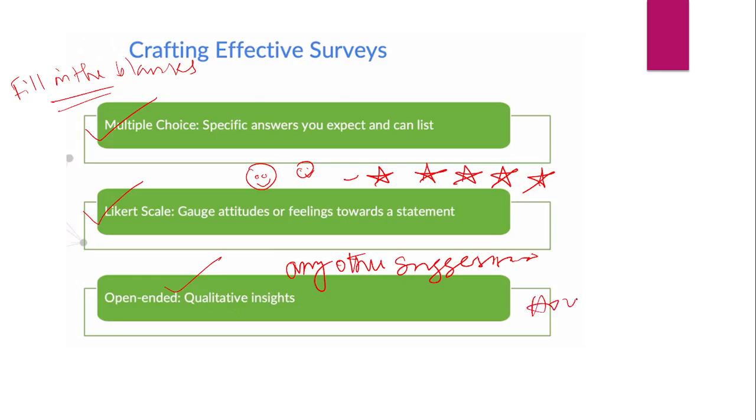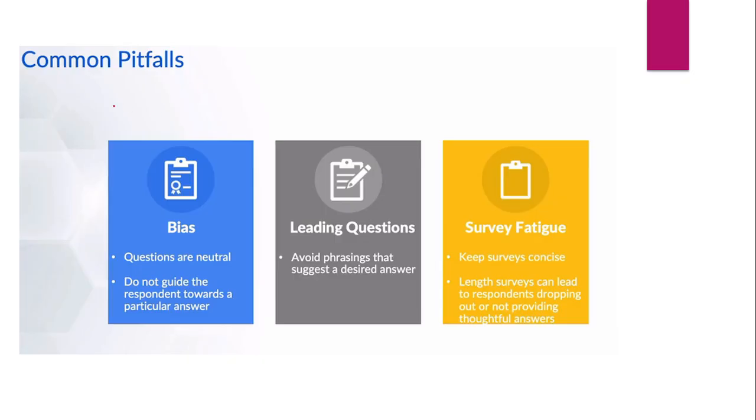How the product is to be. So likewise, you have to craft effective surveys to get the information from the users. Common pitfalls: whatever questions you are creating, they should be neutral. They should not bias the users. They should not trigger the users. The questions should always be neutral only.